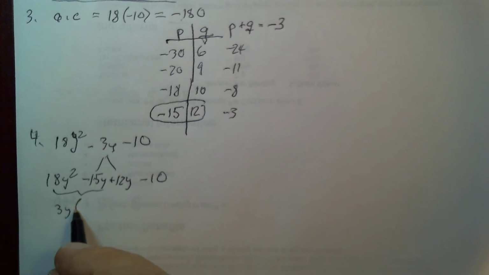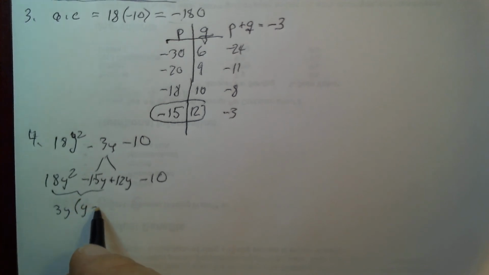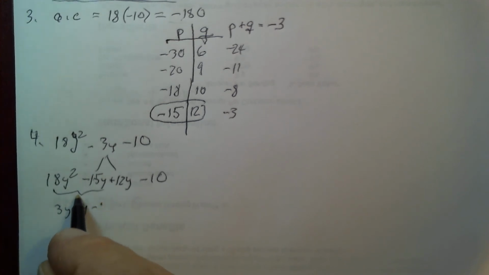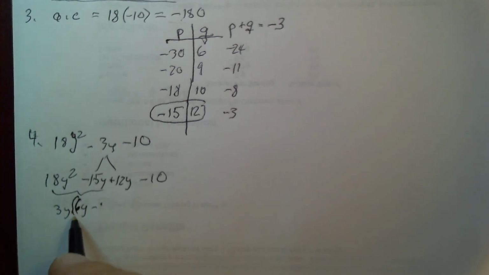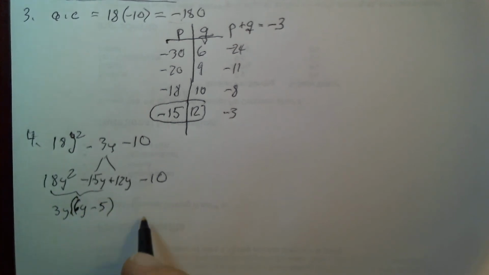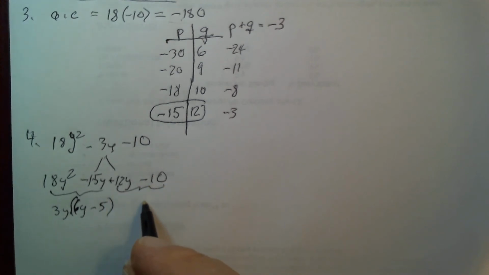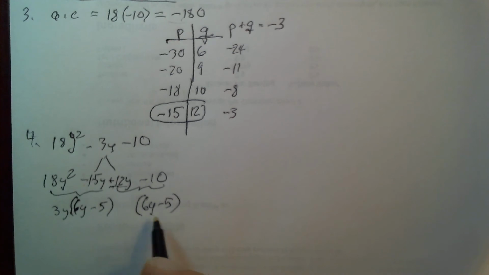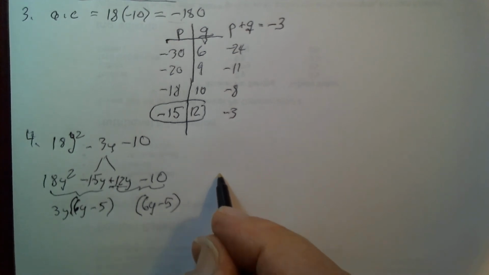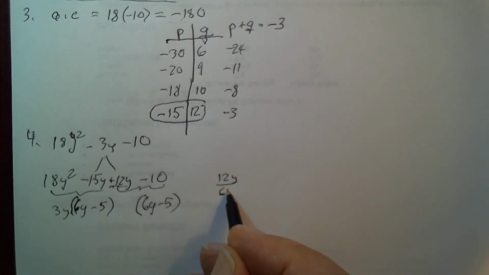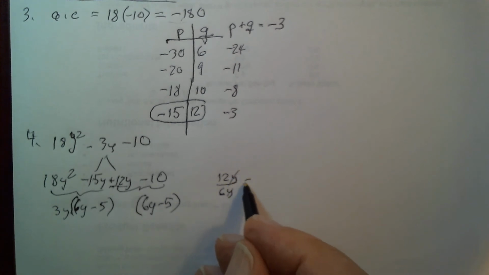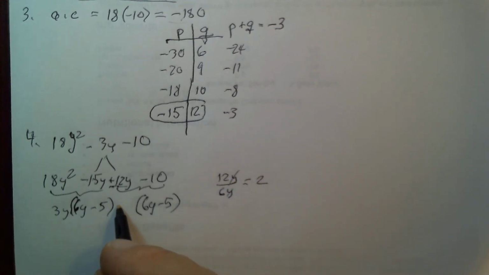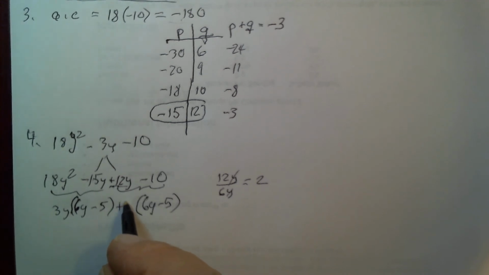So we get a 6y minus 5. So in other words, for the second group, we have to have a 6y minus 5 also. So what do we need to factor out? Well, we have 12y. We divide 12y by 6y. The y cancels, and 12 divided by 6 is 2. So we need to factor out a 2, a positive 2.